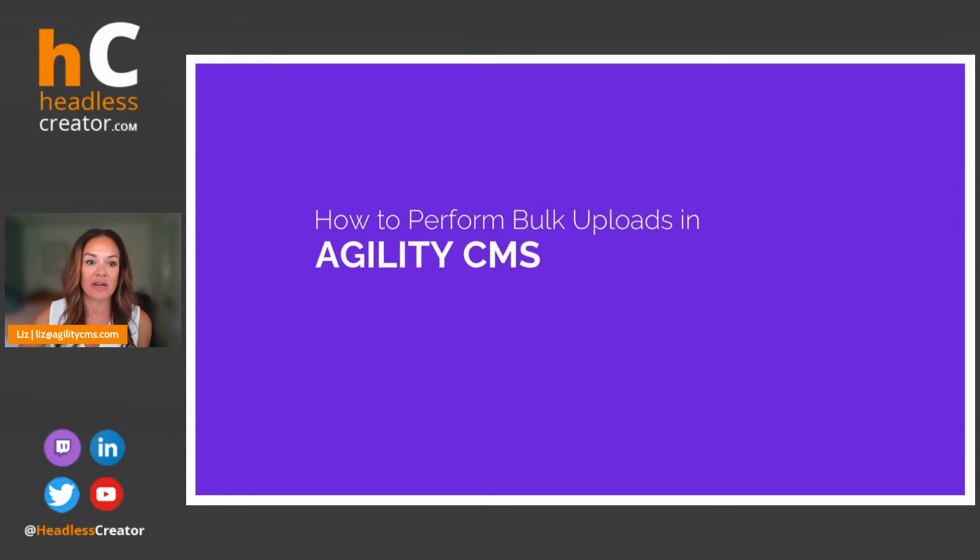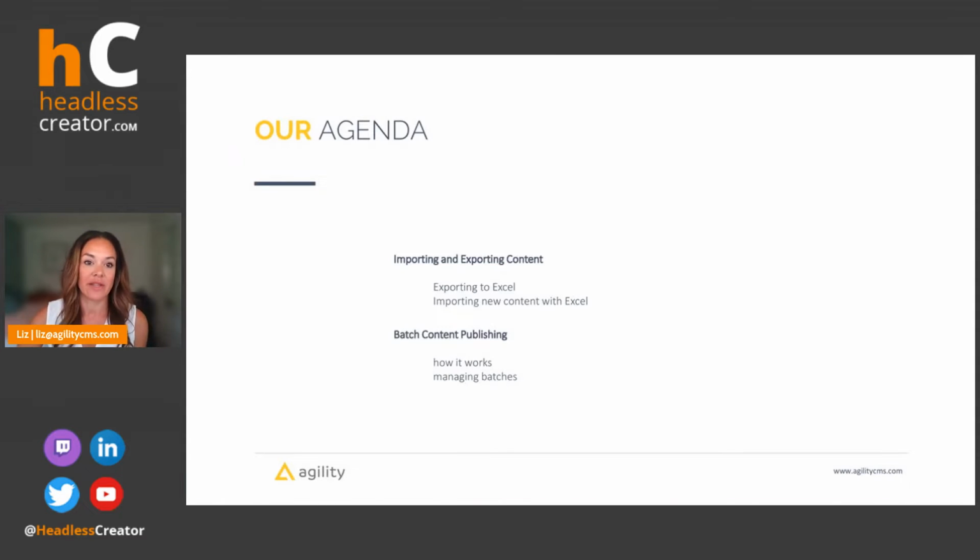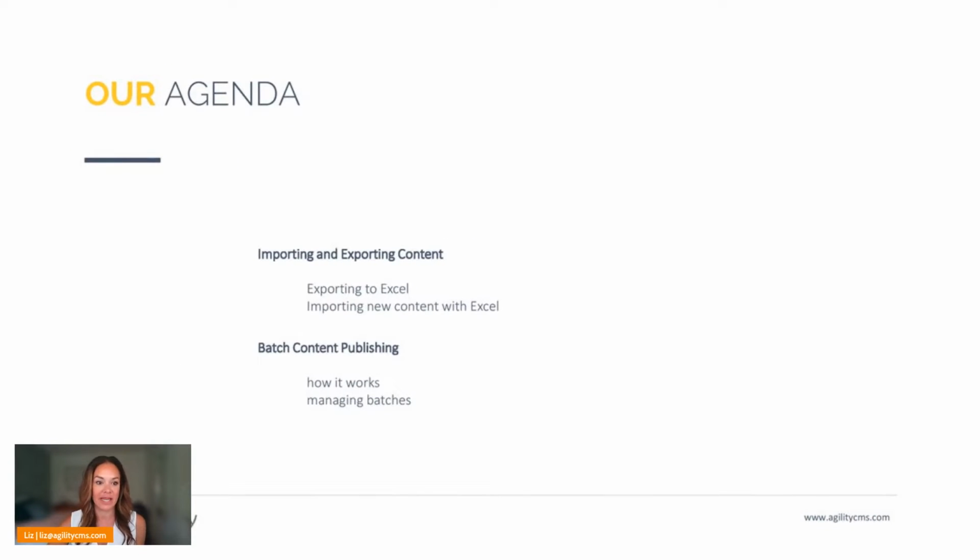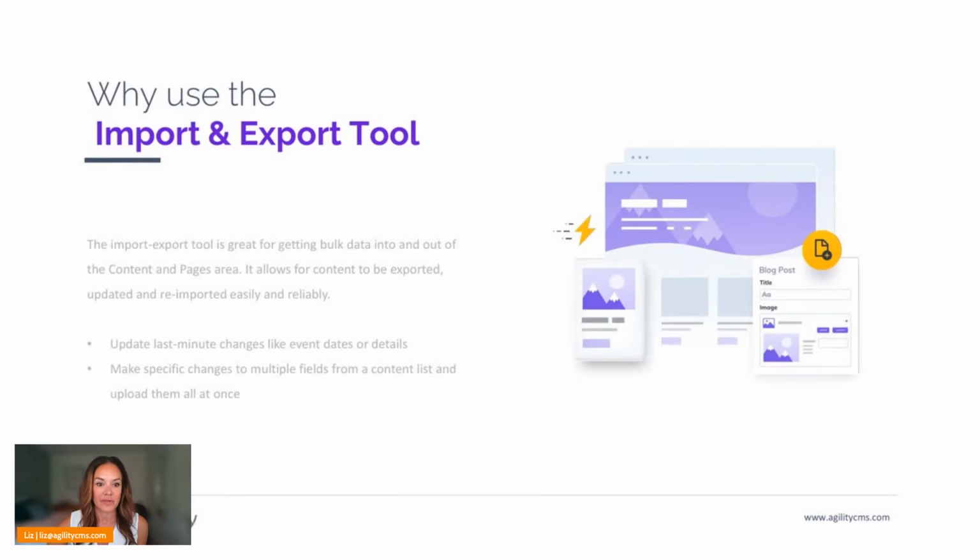So we're going to talk about how to perform bulk uploads in Agility CMS. I'll go over an agenda real quick: importing and exporting content, where you'll export a list from Excel, make an update and import it back into Agility CMS, and then batch content publishing. So maybe you want to make multiple updates and then publish them all at the same time. First we'll talk about the import export tool.